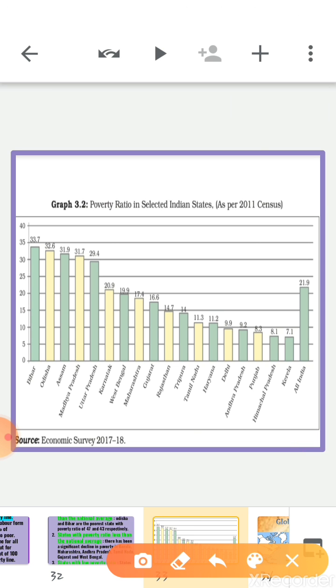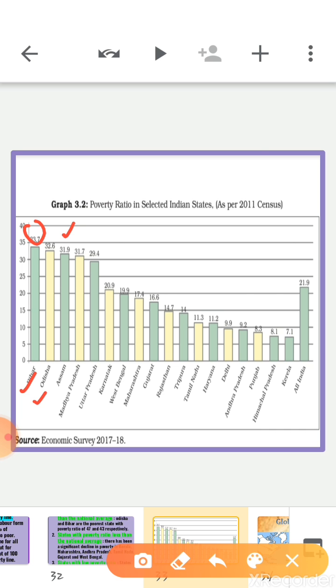This graph shows that Bihar and Odisha continue to be the two poorest states, with poverty ratios of 33.7 and 32.6% respectively. Along with rural poverty, urban poverty is also high in Odisha, Madhya Pradesh, Bihar, and Uttar Pradesh. In comparison, as I told you, there has been a significant decline in poverty in Kerala, Maharashtra, Andhra Pradesh, Tamil Nadu, Gujarat, and West Bengal.